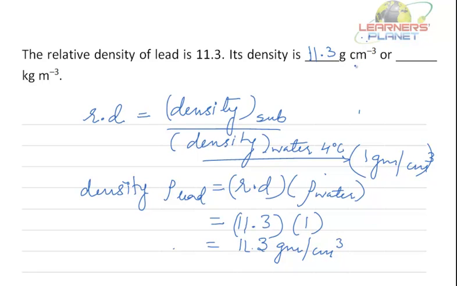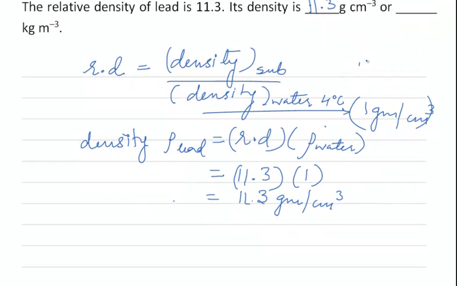Now if you convert 11.3 gram per centimeter cube into kg per meter cube, the conversion factor is 1000. So 11.3 into 1000 is the density in kg per meter cube. So what is going to come over here? It will be 11300 kg per meter cube.